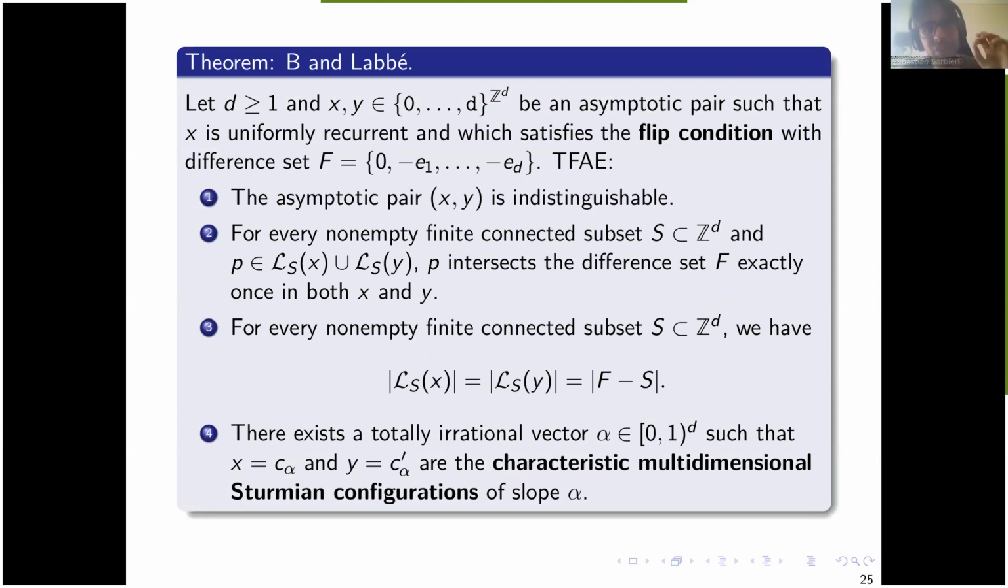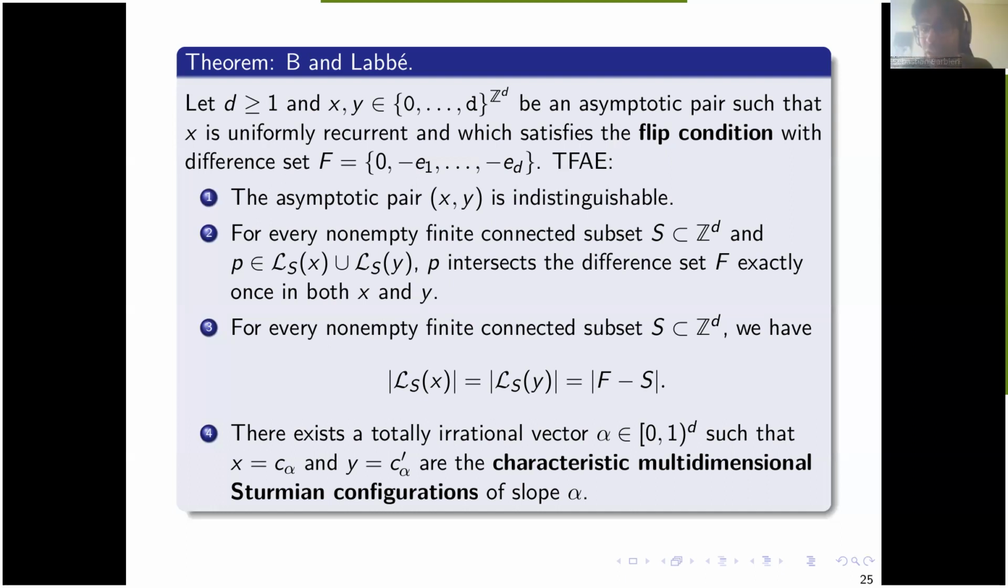In fact, if I have just an asymptotic pair, which is uniformly recurrent, and which satisfies this technical condition, the flip condition, then I'm gonna be able to show an equivalence of many different things. The pair is gonna be indistinguishable if and only if for every non-empty finite connected subset and pattern which appears either in X or in Y, then P will intersect the difference set exactly once in both X and Y. So this is stronger than being indistinguishable.